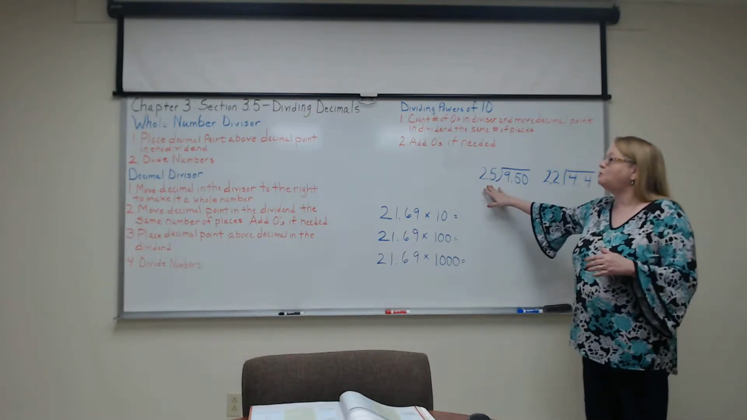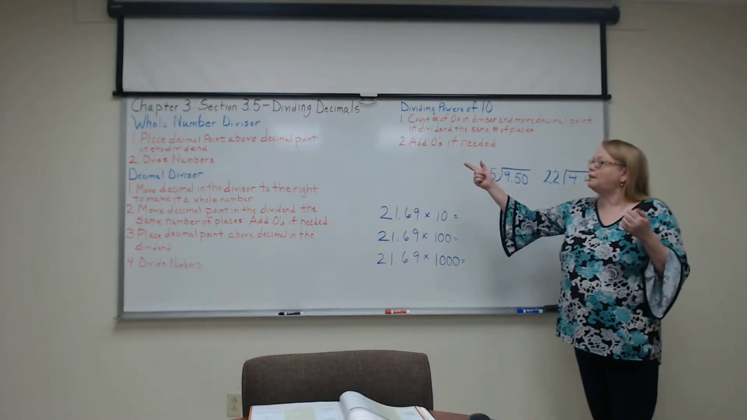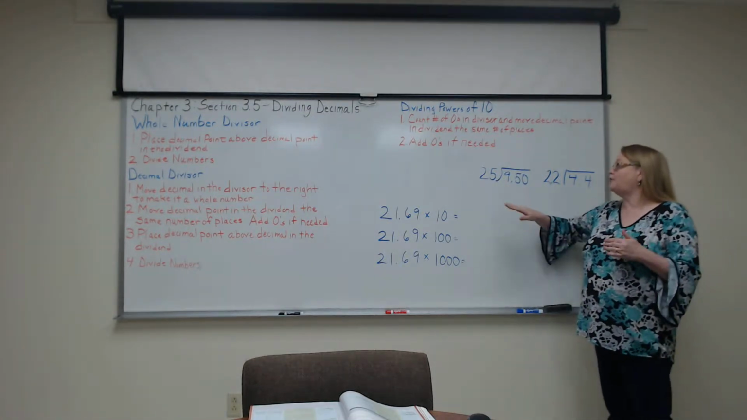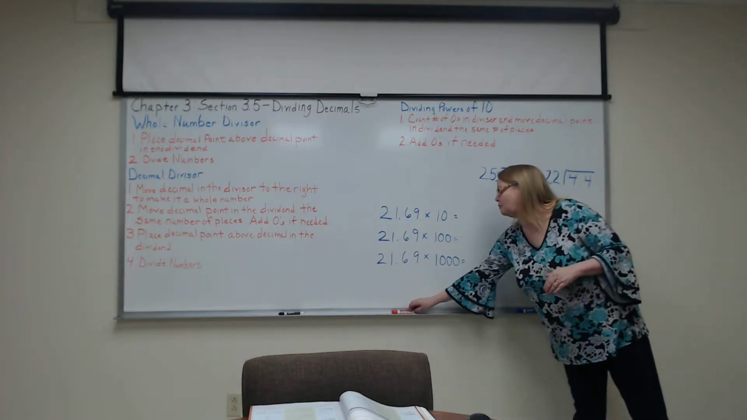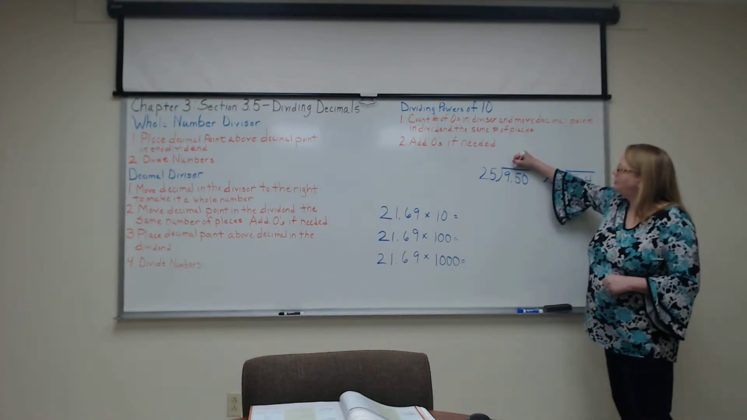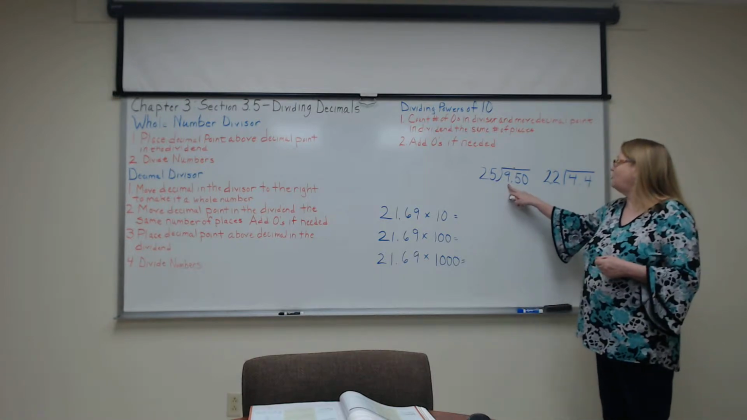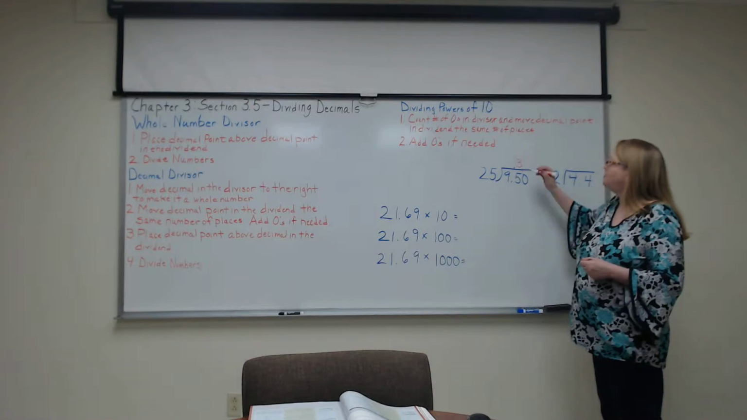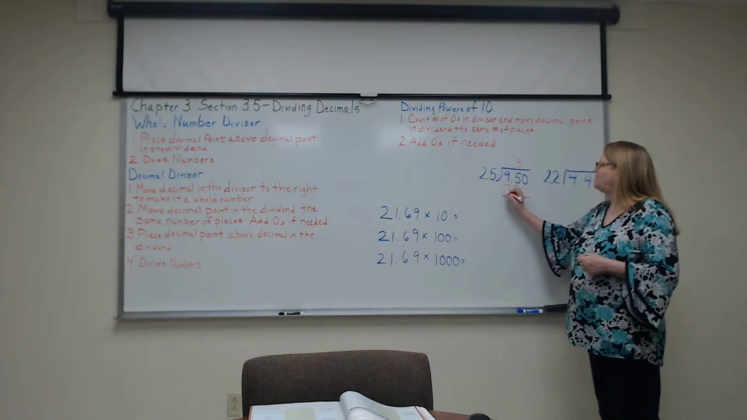So basically what we do with that, we're going to go ahead, we put our decimal point above the decimal point in the dividend, and then we just divide. So when we are dealing with a divisor that's a whole number, we deal with the decimal first. So we're going to just put our decimal up here, and we're going to divide. So 25 cannot go into 9, but 25 can go into 95 3 times. So 3 times 25 is 75. We subtract.